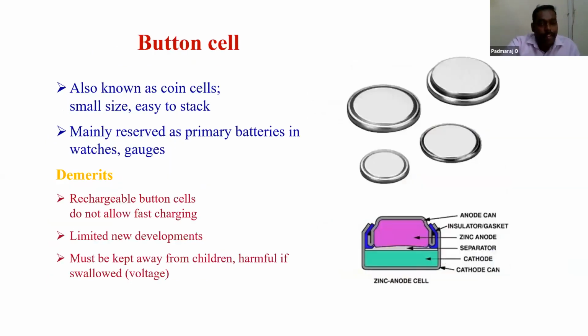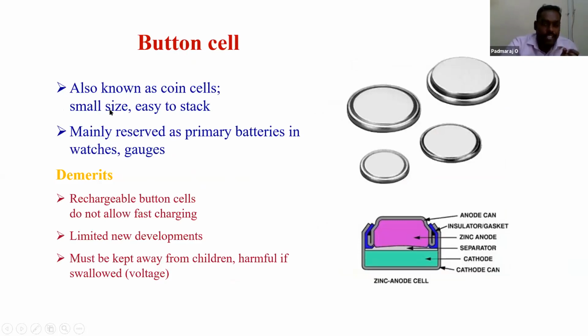And what are the merits and demerits of the button cell? Button cells we are using in our watch, even the laser light. Even different portable toys also use button cells. So what are the merits and demerits of button cells? Button cell is also known as coin cell.